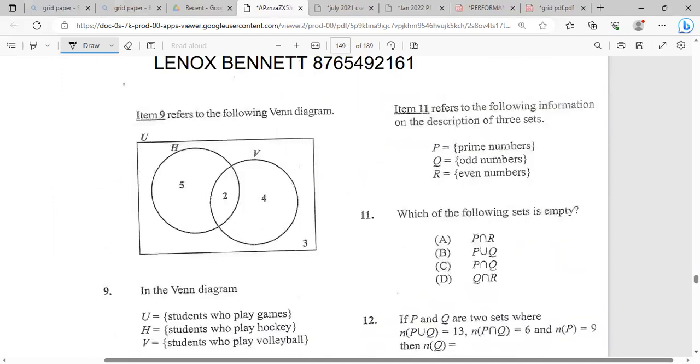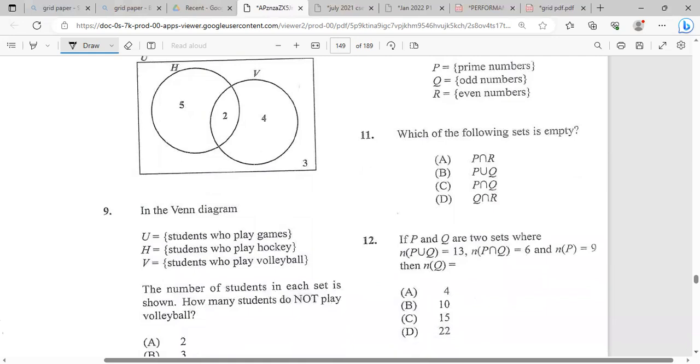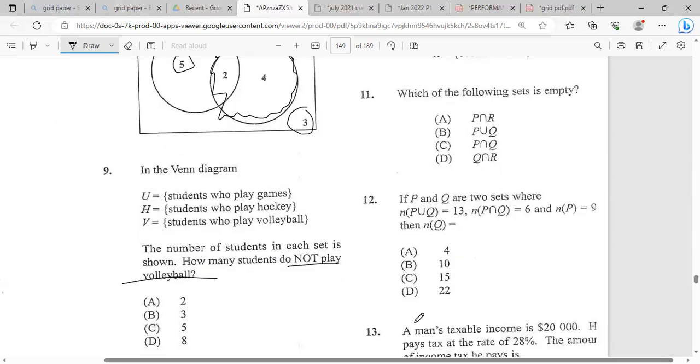Item 9 refers to the Venn diagram. In the Venn diagram, U is equal to the students who play games, H is equal to those who play hockey, and V is equal to those who play volleyball. The number of students in each set is shown. How many students do not play volleyball? So they want us to find out volleyball. This is volleyball. So we have 5 here that play hockey only, and you have 3 here who don't play at all. All right, so that's 5 plus 3, which is 8.